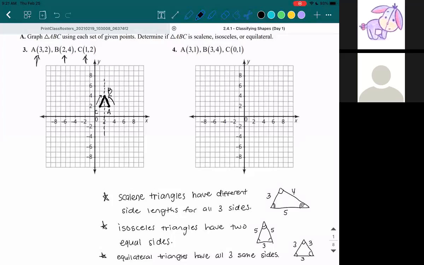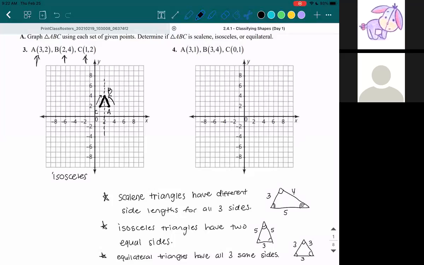So we have an isosceles triangle because we have two sides of the same length and a third side that is different. Okay, so I want you to try number 4 on your own, and then we will see how you did. Don't worry if you get it wrong. It's all part of the learning process. So pause the video here.